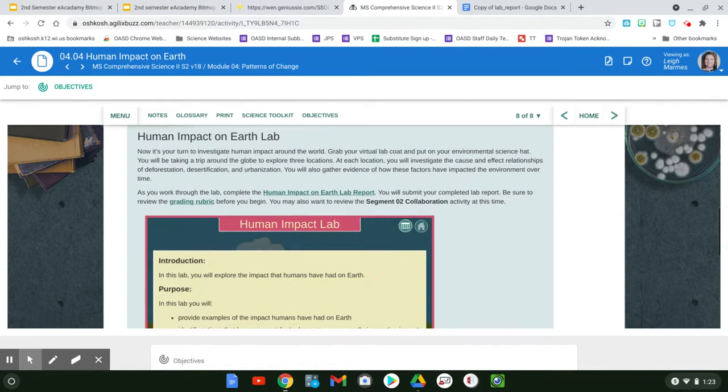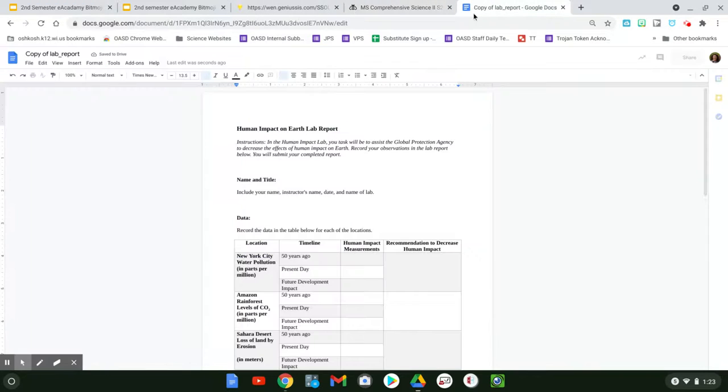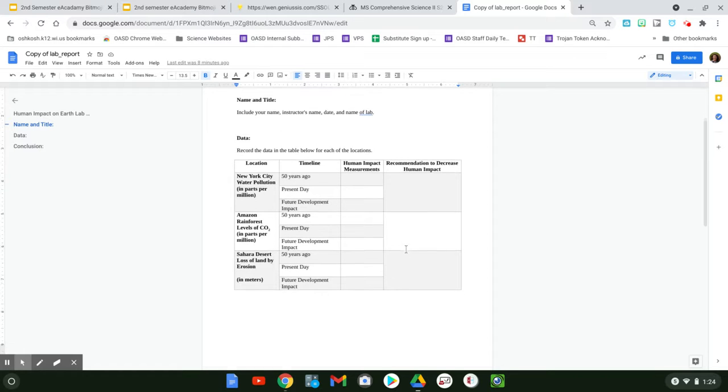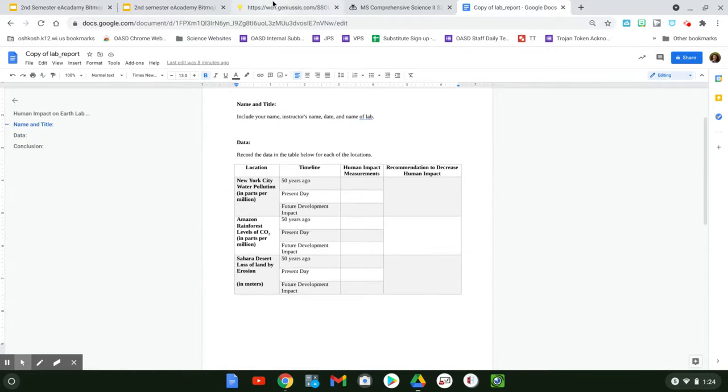And now we have our lab. This lab kind of reminds me of the boundaries lab that we did last semester. It's kind of involved. If you look, you're going to have this chart that you're going to fill out. Again, kind of like our boundaries lab last semester. And then you have some questions.